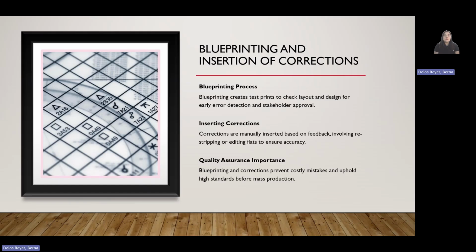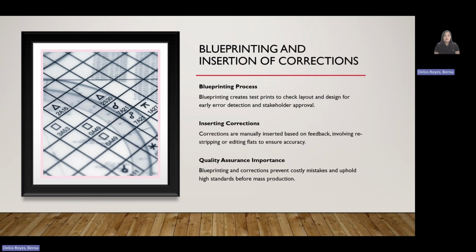Blueprinting and insertion of corrections. Step 11, blueprinting, is the process of creating a test print to check layout and design. It allows for early detection of errors, and it's often shared with stakeholders for approval.